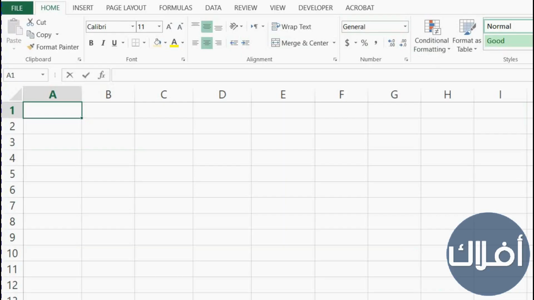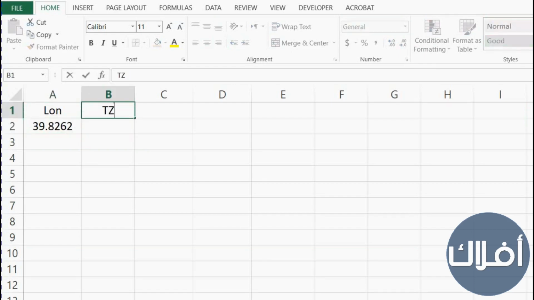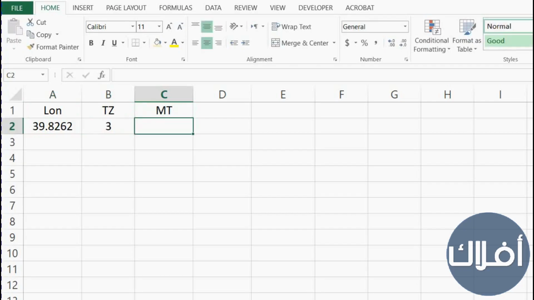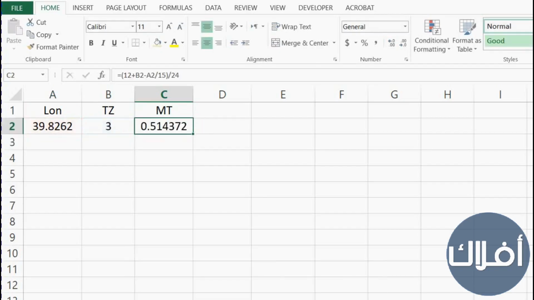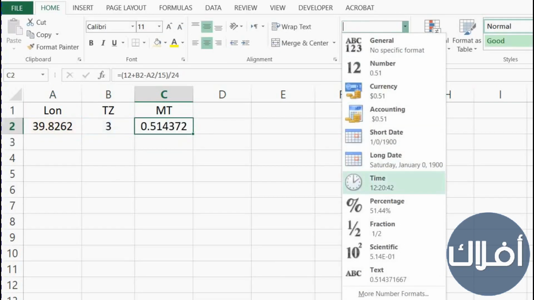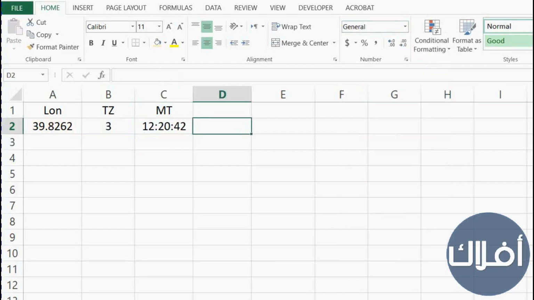If we implement this in Excel, and we will use Mecca as an example, LON, or longitude, we'll use the longitude of Mecca, 39.8262. Next is the time zone, TZ, and the value is 3, because Mecca is GMT plus 3. Dhuhur mean time, or MT, equals 12 plus time zone minus longitude over 15, all divided by 24. And we can use Excel time format, and this will be the average Dhuhur time through the year.